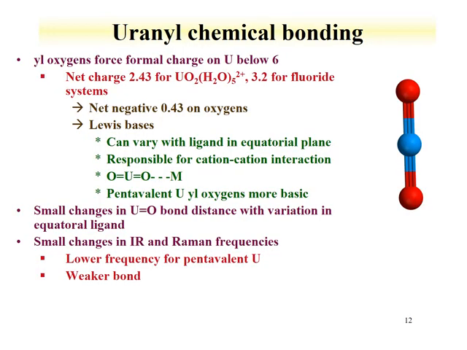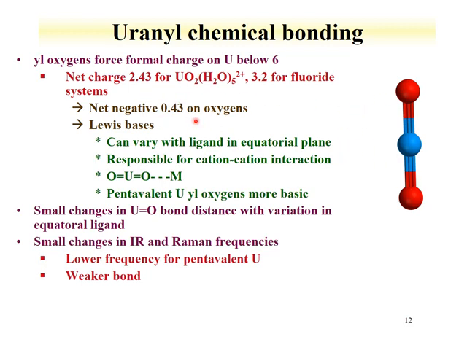As we've already stated, the uranyl is UO2, so these yl oxygens force a formal charge on uranium which is below its 6 oxidation state. Now, the net charge on the metal ion is actually a little bit larger than the 2, estimated to be between 2.4 for the water system and 3.2 for the fluoride system.